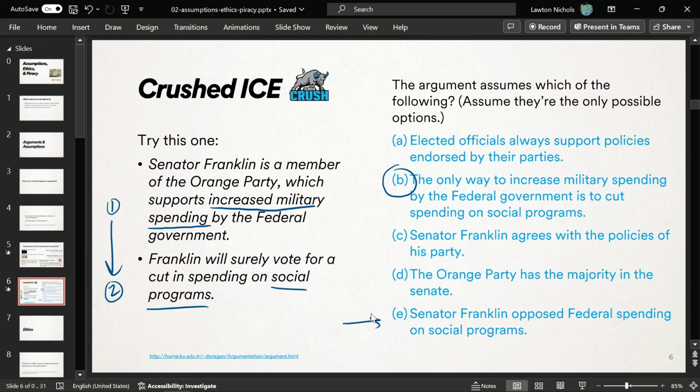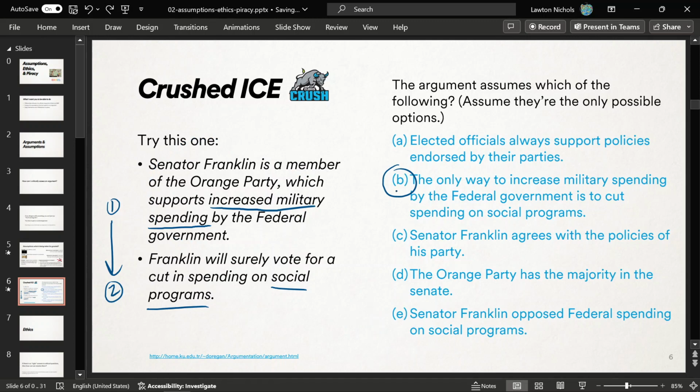If we assume that he opposed spending on social programs, like that would give firepower for this bullet. But at the same time, it's not the best answer because it has nothing to do with the first. Like, why even say the first thing if this is the right assumption? Do you see that? Because again, it's not linking. It's not talking about military spending. It's not linking the two. See the problem? B is the right answer because that's the only one that's linking the two.